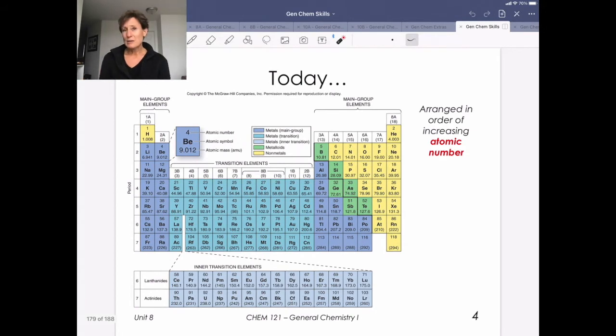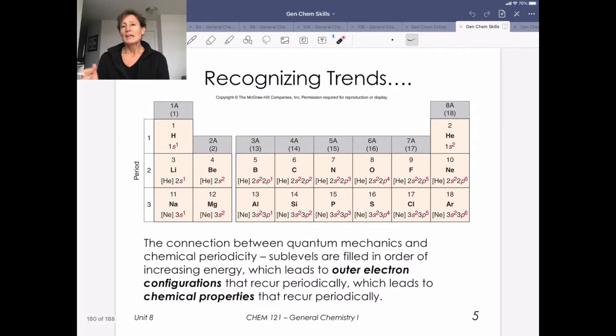Again, with our modern day periodic table, we talk about it being our best cheat sheet. This periodic table will always be available for you to utilize as you go through and answer questions. The trends that we're going to look at have to do with connecting the columns and rows that we have on the periodic table. This last skill provides a connection between quantum mechanics and what we see in terms of chemical periodicity, which has to do with the electrons that we have in these outer shells.